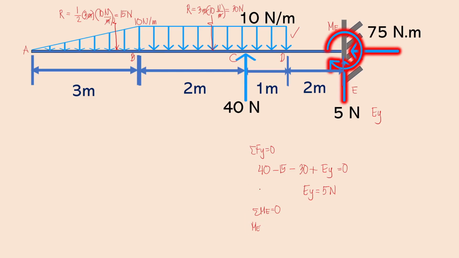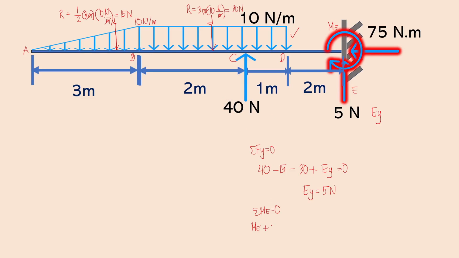And then, let's sum up the moments about E. Now, this 40 newtons will cause a clockwise rotation about point E. Try to imagine that you are holding this, and then you apply an upward force here, the beam will rotate clockwise. And so that's why the moment it causes will be clockwise, or positive.